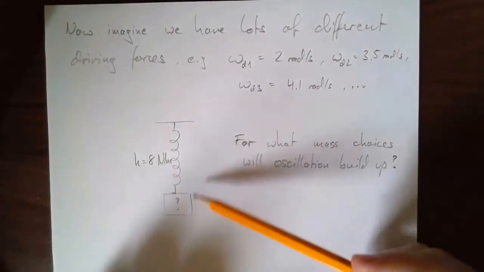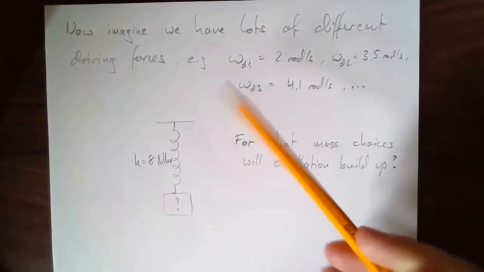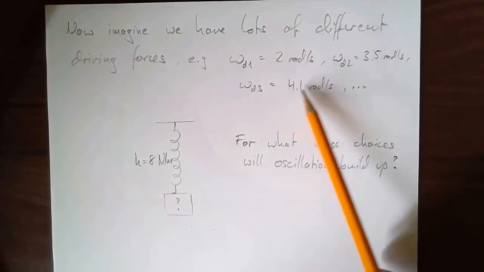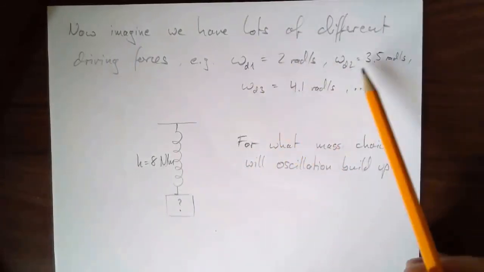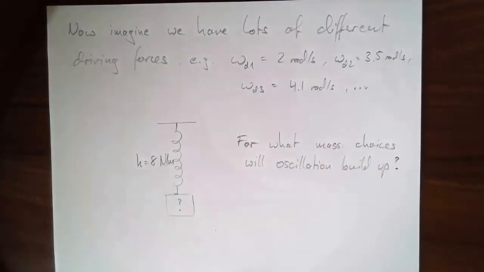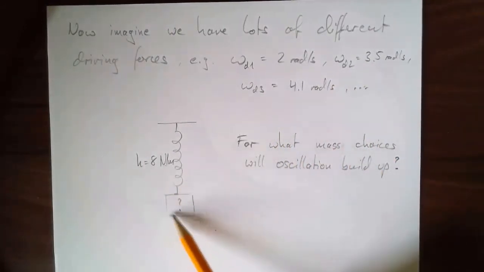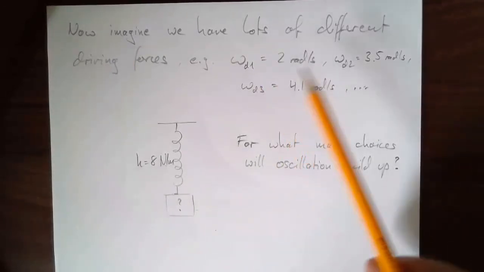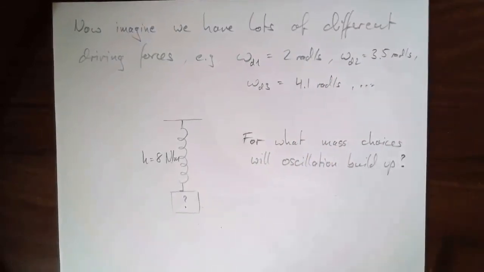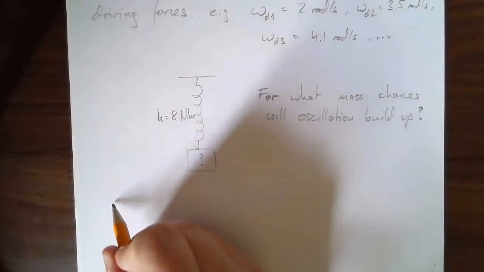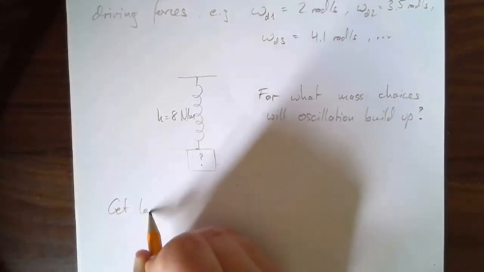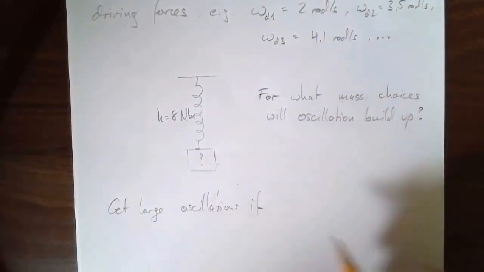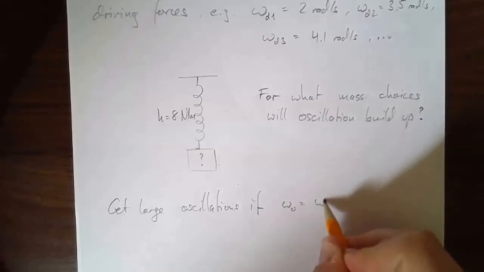By some method, there are lots of things that want to wobble it, push it up, down, up, down, up, down, at various different rates. So there's one at 2 radians per second, one at 3.5, one at 4.1, who knows? All sorts of other driving frequencies. So for what choices of mass is the oscillation going to build up as a result of those driving frequencies? Well, we get large oscillations if omega naught is equal to omega d.